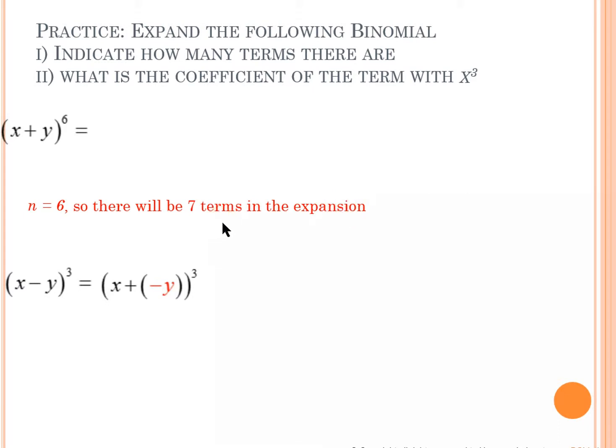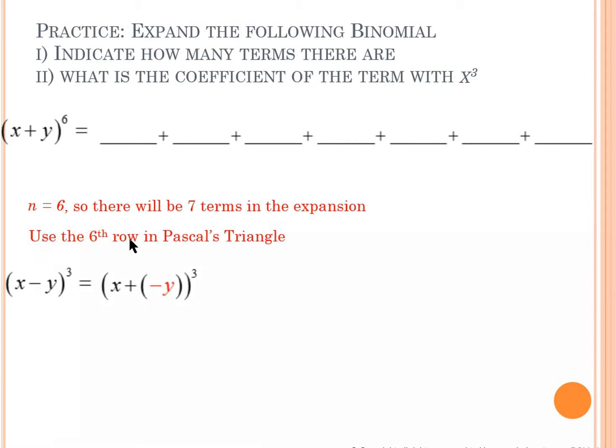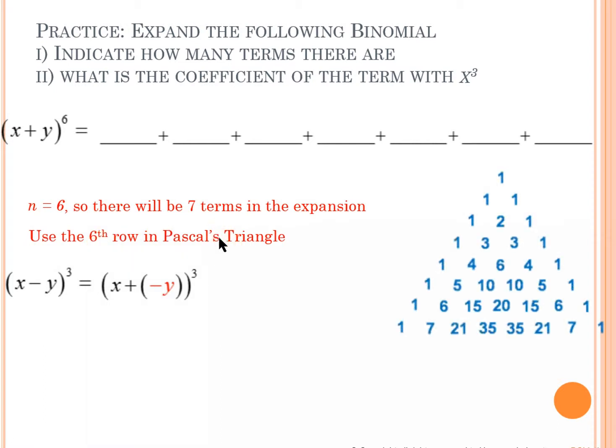Alright, so in order to find the number of terms, the terms will be found by n plus 1, since n is 6. 6 plus 1 means we have 7 terms in the expansion. Alright, so 7 terms, so 1, 2, 3, 4, 5, 6, and 7. Now we want to use the 6th row because n equals 6. That means we need to use the 6th row in Pascal's triangle. So here's Pascal's triangle right here, and there is my 6th row. So my coefficients will be 1, 6, 15, 20, 15, 6, and 1. So I can simply insert those coefficients into my terms above here.